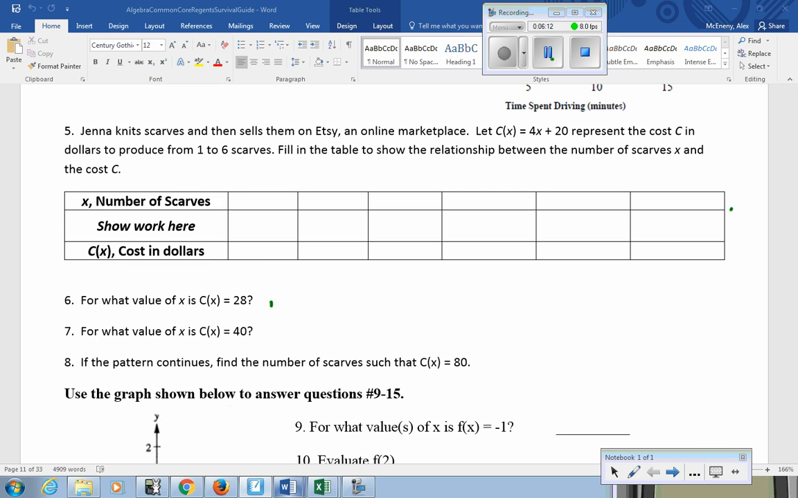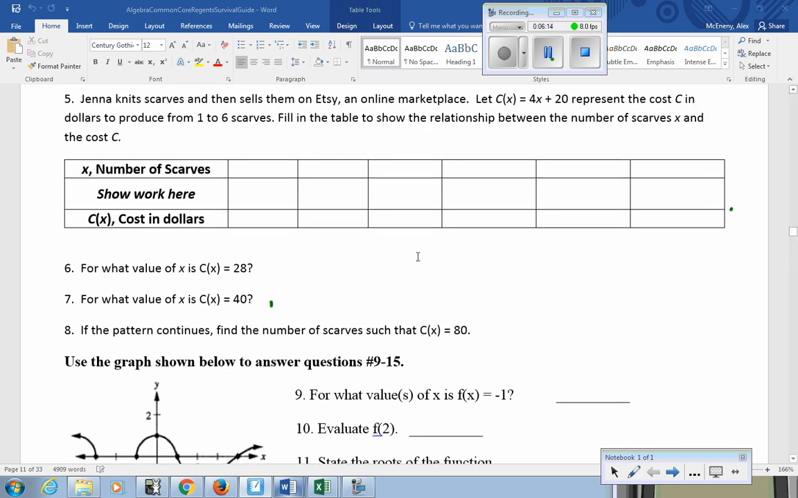Now, with questions like 5, 6, 7, and 8, it talks about Jenna selling items. They give you an equation. We have two variables. We have x. Again, looking at the table for what they represent, the number of scarves, and that's the cost. So, if she sells one scarf, which they want you to type right in the table, you got 4 times 1 plus 20. So in this case, that'd be $24 the cost.